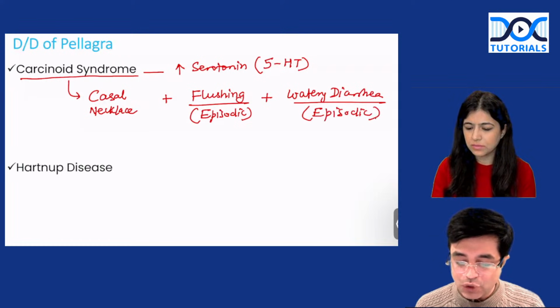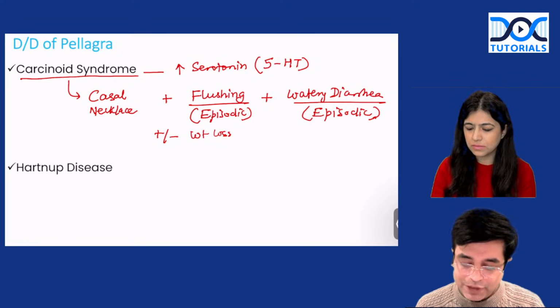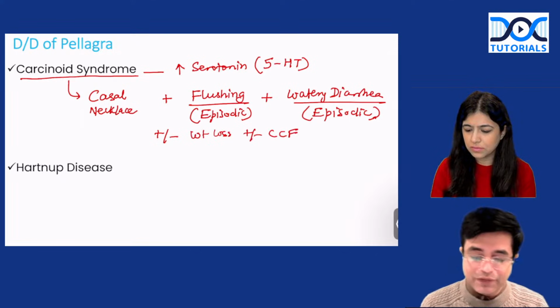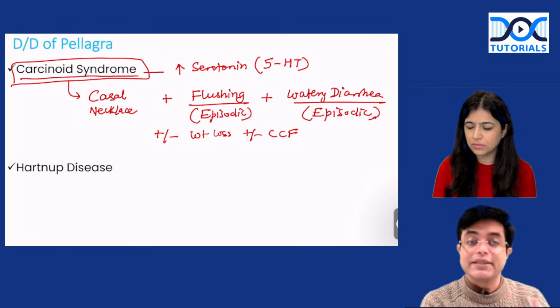Whenever they are talking like this, plus or minus other manifestations like weight loss, plus or minus congestive cardiac failure, you will think of carcinoid syndrome as the likely diagnosis in such a patient. You can get a case scenario on this.